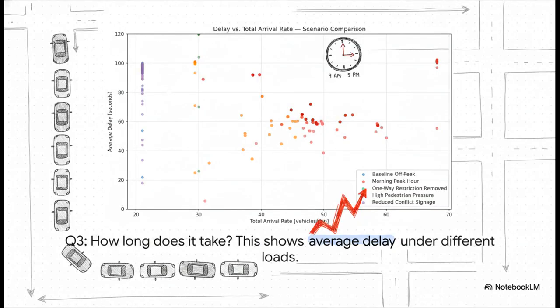And the final big question, the one we all care about, how long am I going to be stuck in traffic? This plot shows the average delay for drivers. Focus on those red dots. That's the morning rush hour. As you get more and more cars pouring into the intersection, that's moving from left to right on the chart, the delay doesn't just climb, it skyrockets. This literally pinpoints the exact breaking point where the whole system just grinds to a halt.